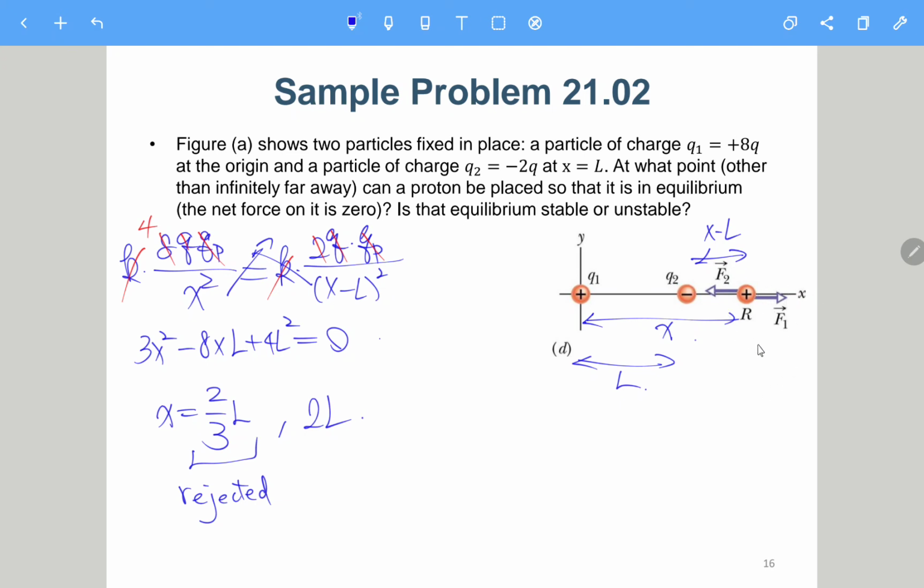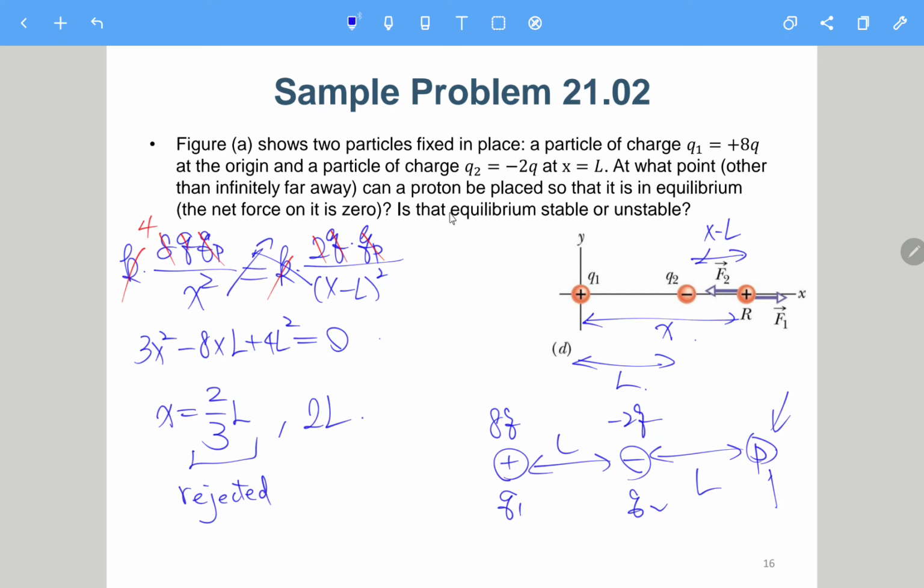Which means that we should have a positive and then a negative charge. This is Q1, Q2. This is L, this is also L, and then we place a proton here. This is 8Q, this is negative 2Q. Then this proton should have a zero net force.